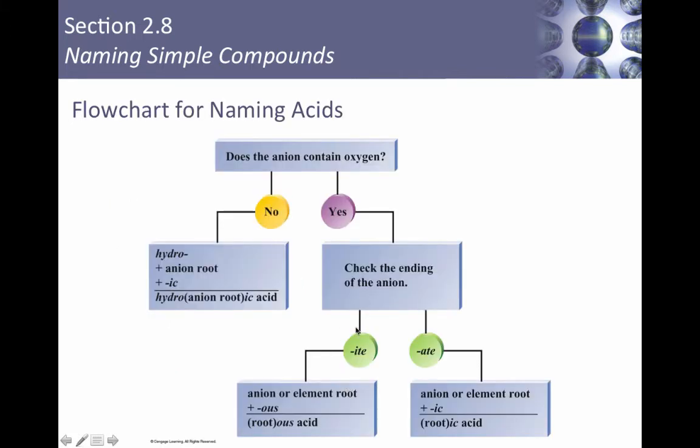All right, so the flow chart for naming acids is really based on whether the acid has oxygen in it or not. If it has oxygen, then you're going to need to worry about what the ending of that anion was. If it didn't have oxygen, you're going to add hydro and stick an ic on the end. So I hope that this chart will help you to be able to name those acids. And again, being able to name those polyatomic ions is completely necessary in order to be able to name these acids correctly.